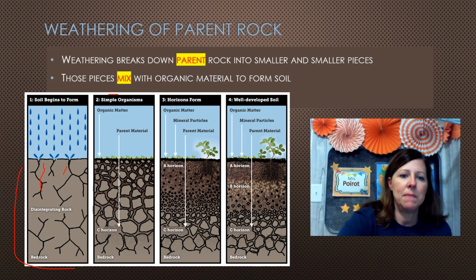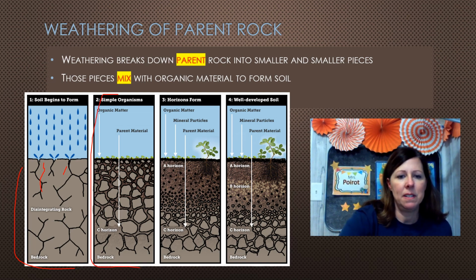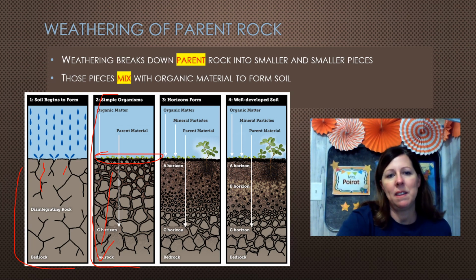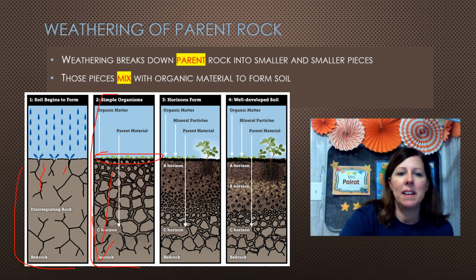When we look at step 2, you can see that this parent rock is now broken into a bunch of pieces. The heavier ones are starting to sink because of gravity. We've got some things on the surface that have died. That's becoming the organic matter. And then it's starting to get mixed all in here.